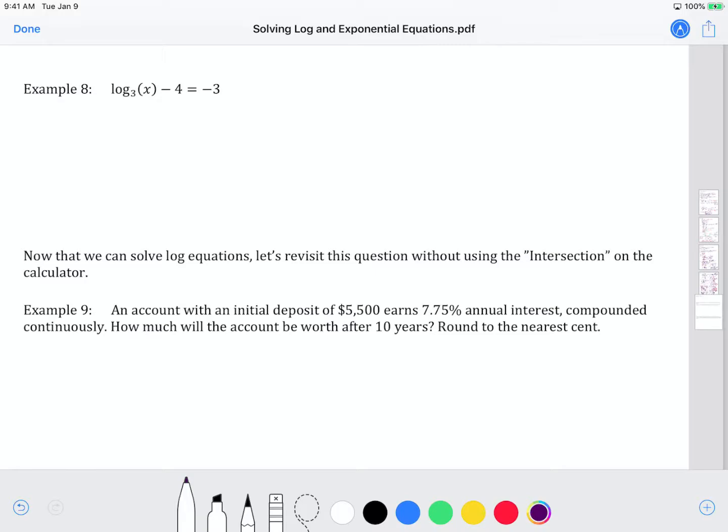Okay, last example. We have log base 3 of x minus 4 is equal to -3. I want to get this by itself and everything else on the other side. I already have just one log and it's already condensed, so all I have to do is just isolate it. So I have log base 3 of x is equal to, and I'm going to add 4 to both sides. So I get 1 on the opposite side. Then I'm going to change it to exponential form. So I have 3 to the first is equal to x. And then you can go back in and check your answer.